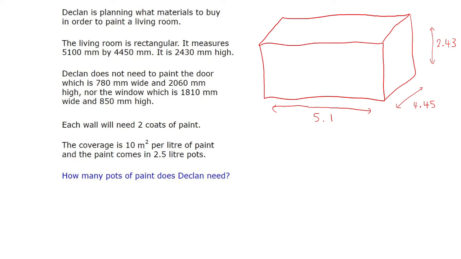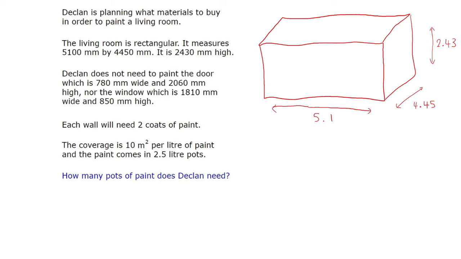Alright, it's quite a big question with a lot of information in it, so I'll break it down into the 3 steps we need to solve this question. So the first step I'm going to do is figure out the total area I need to paint. Second step, once I have the area, I can figure out the number of litres I need to paint. And then the third step is, once I have the number of litres, I can figure out the number of pots of paint I need.